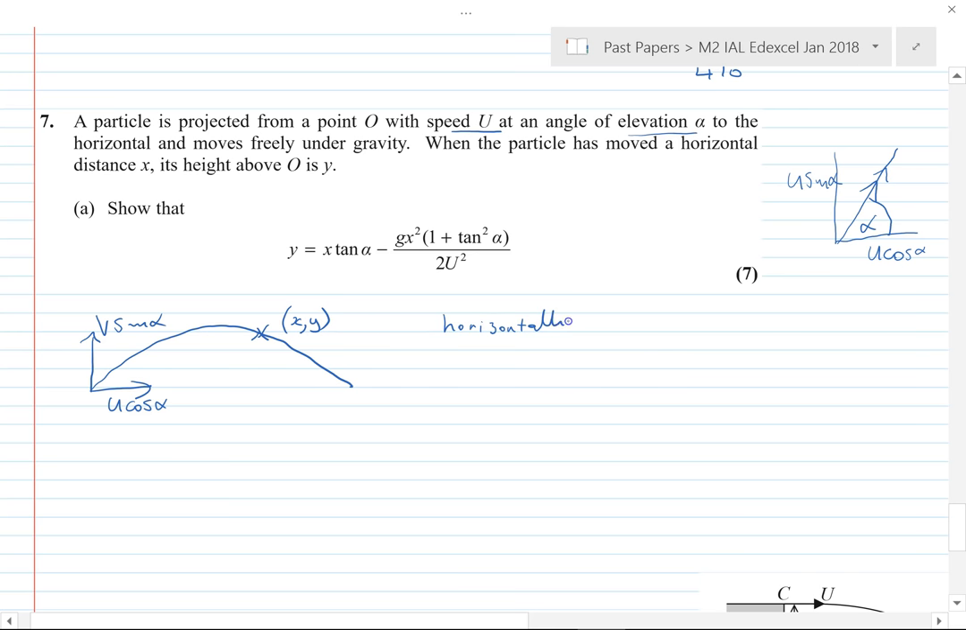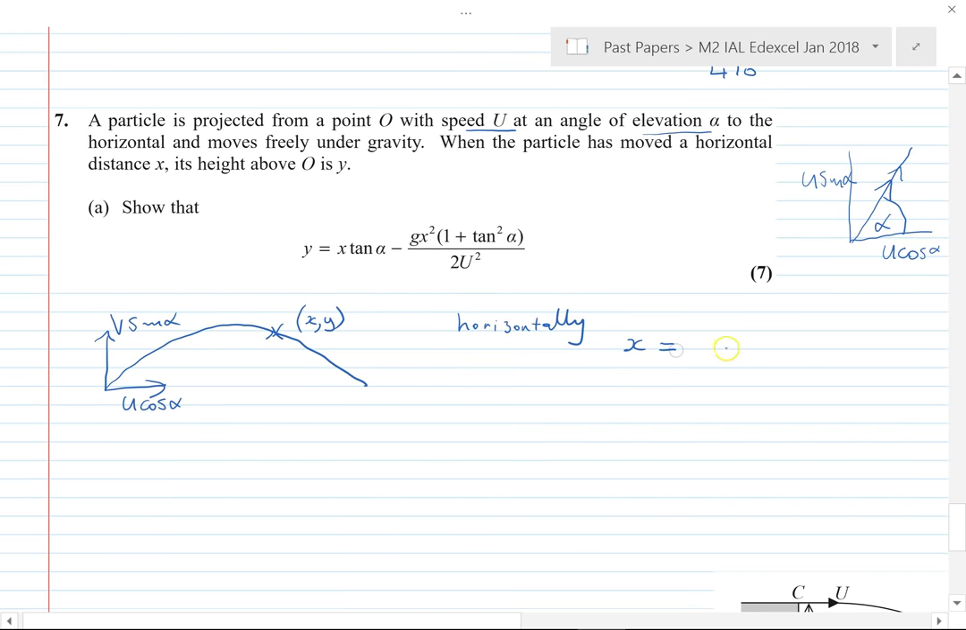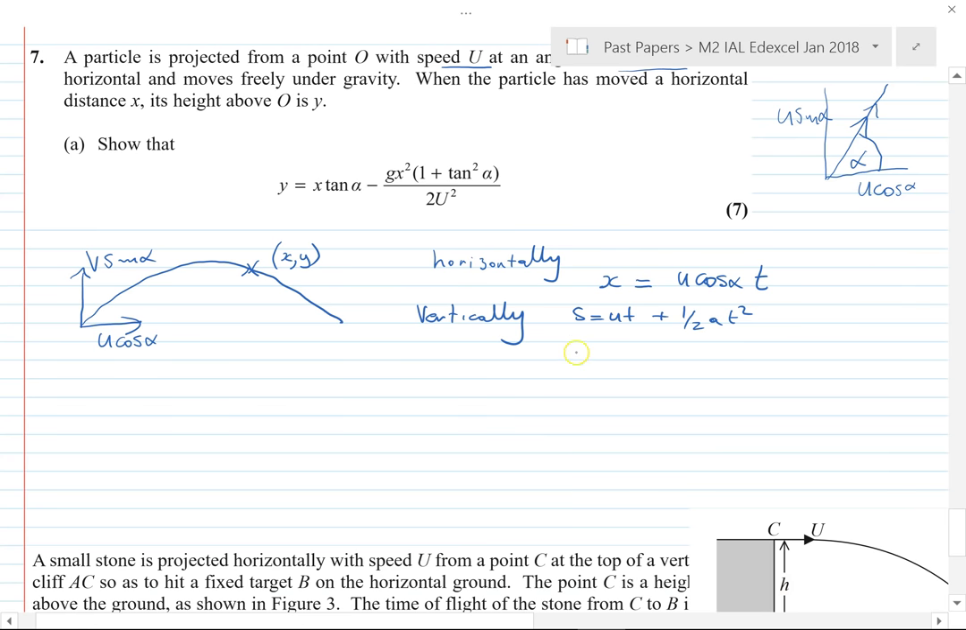Now horizontally, the speed is constant. So we have x, the horizontal distance travelled in time t, is equal to u cos alpha t. Vertically, we're going to use s equals ut plus half at squared. Now u is u sine alpha, t is whatever the time is, and a is equal to minus g. We have s, which is y, equals u sine alpha t minus a half g t squared.